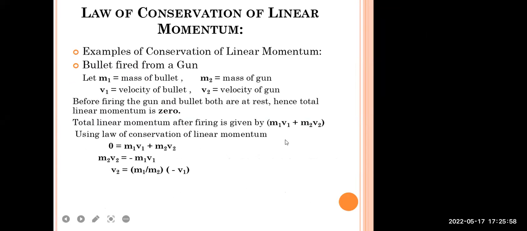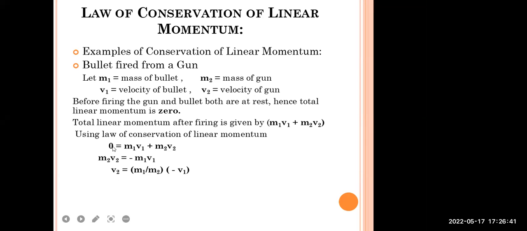The example of the law of conservation of linear momentum is a bullet fired from a gun. M1 is the mass of the bullet, M2 is the mass of the gun. V1 is the velocity of the bullet and V2 is the velocity of the gun. Before firing, the gun and bullet both are at rest. Hence, total linear momentum is 0. Total linear momentum after firing will be M1V1 plus M2V2. So, by using this law of conservation of linear momentum, we can calculate the velocity of the gun.